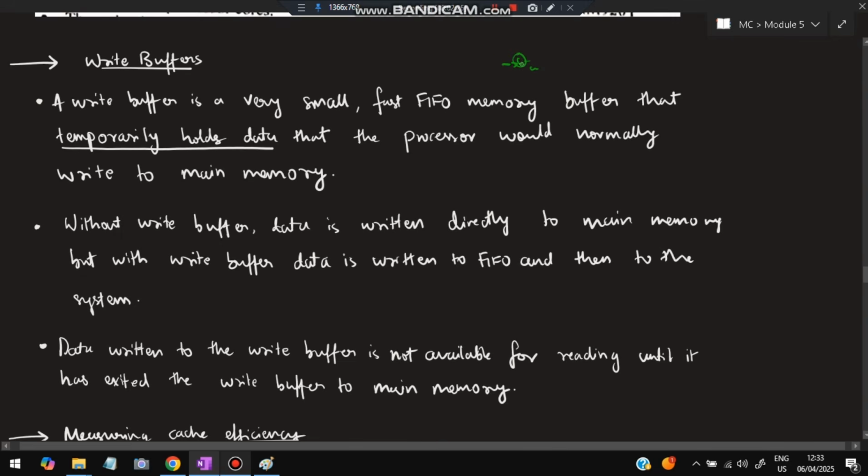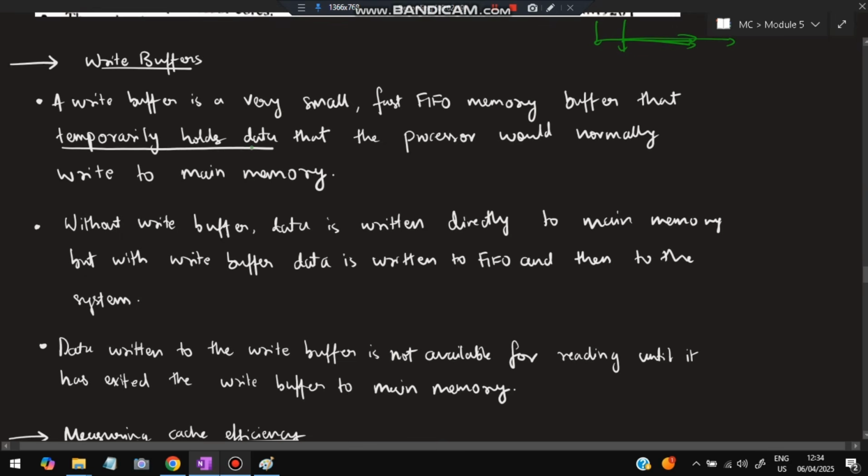Cache will be storing the data, and that will be transferred to the write buffer, and the write buffer will slowly keep writing until then the cache will be performing some other operations. So the write buffer is an assistant of the cache. It is a very small, fast FIFO memory. FIFO means first in, first out. So it is just like a queue. What came first will be written first. Second will be written second, third will be written third, like that.